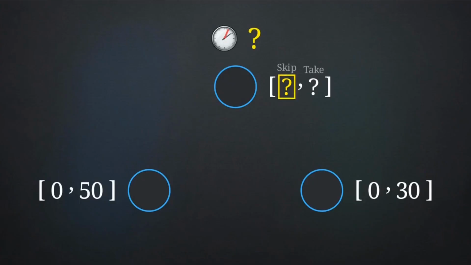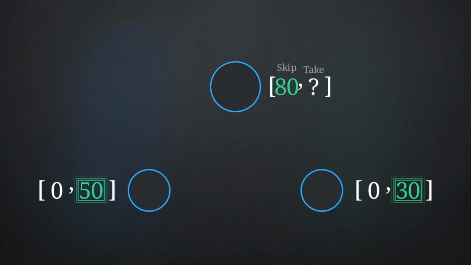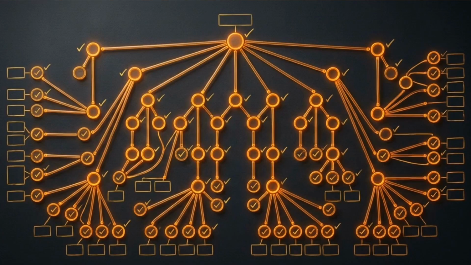If skipped, which values from the children move up to the parent? The parent takes the maximum value from each child. Here, 50 and 30 move up, giving the parent a skip value of 80. This logic, locking children when a parent is taken, but allowing a choice when skipped, is the core mechanism for resolving independent set dependencies at every level.